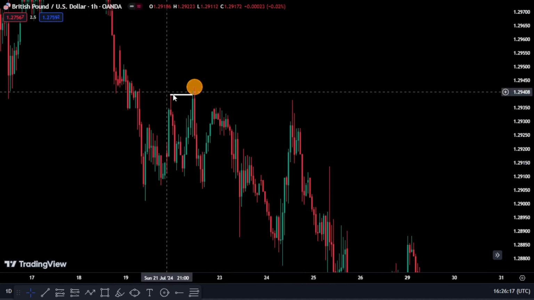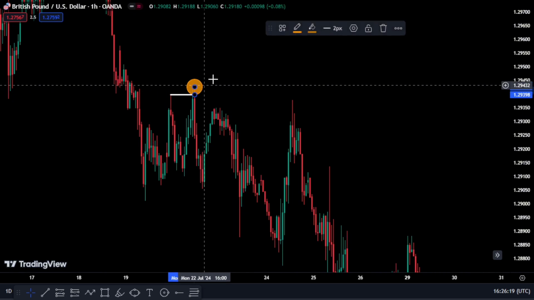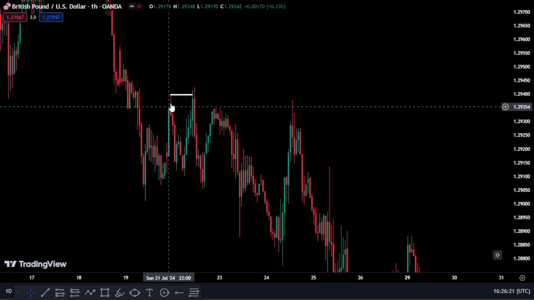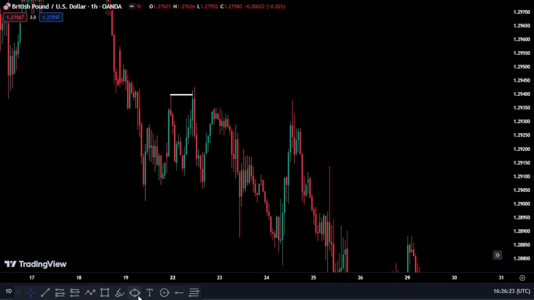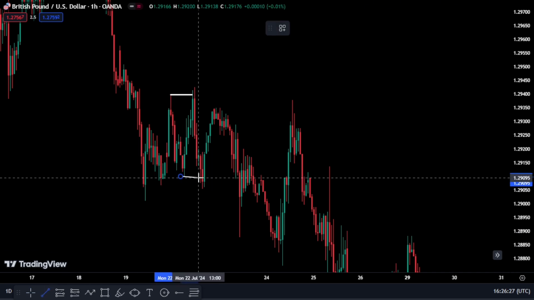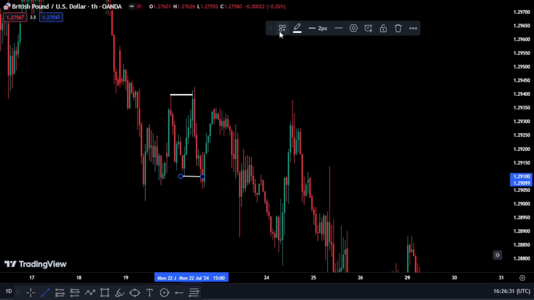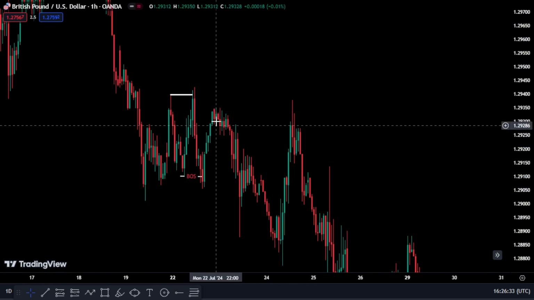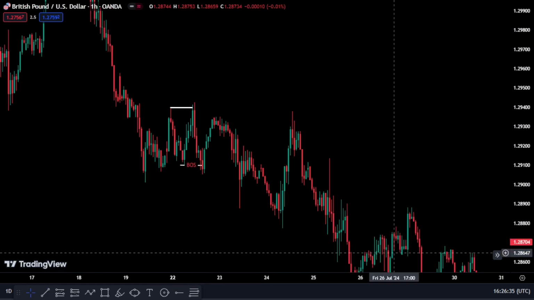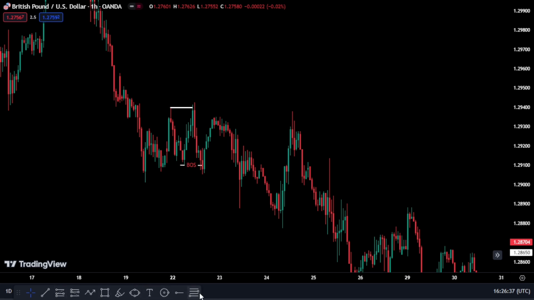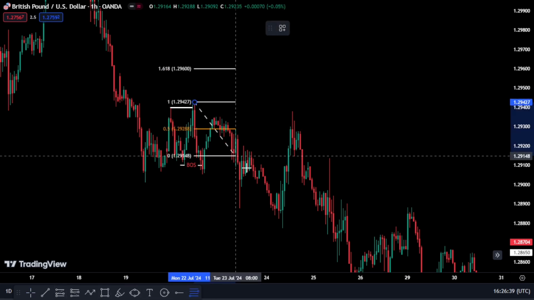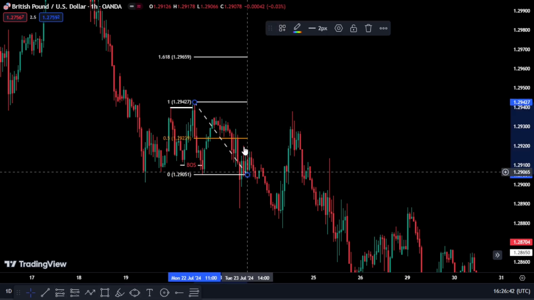We have a sweep of liquidity. You already know that the market is to the downside, and then we have a break of structure here. We have a break of structure, and then we have a pullback which is more than 50% of your Fibonacci. We have a pullback which is more than 50% of your Fibonacci.